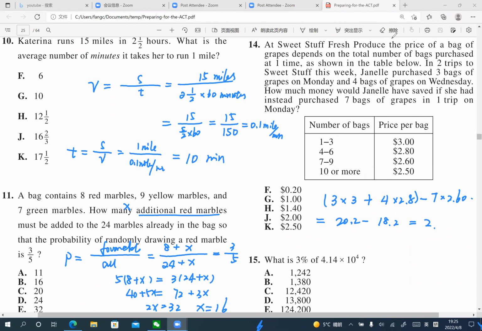Question 10. Katerina runs 15 miles in 2.5 hours. What is the average number of minutes it takes her to run 1 mile?